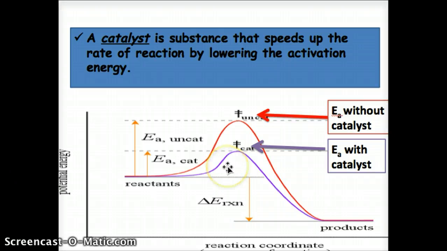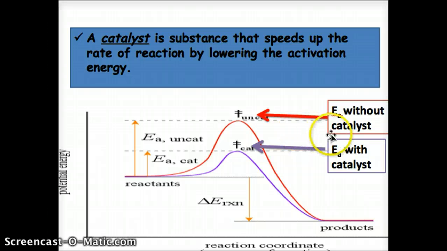But down here in purple, you are using a catalyst. Because you're using a catalyst, the activation energy is going to go down. You're going to need less energy to start the chemical reaction. The reason you need less energy is because the catalyst orients the molecules in the correct position, and that requires less energy. Because of that, the hill is going to look much smaller, and the reaction is going to proceed at a faster rate.